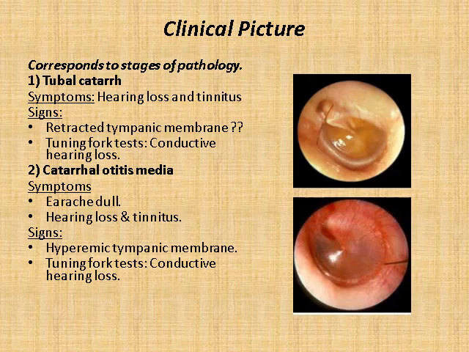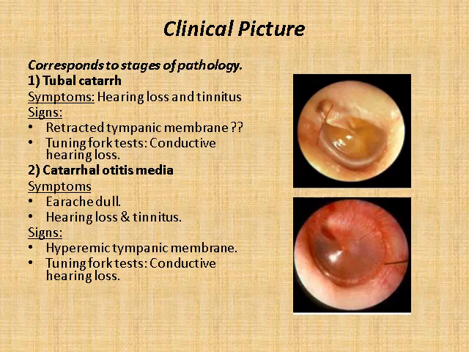During the first stage of the disease, the stage of tubal catarrh, the symptoms are hearing loss and tinnitus. What about the signs? Upon examining this patient, you will find signs of a retracted tympanic membrane. What are the signs of the retracted tympanic membrane? These are very important, and you have to know these 5 signs by heart.